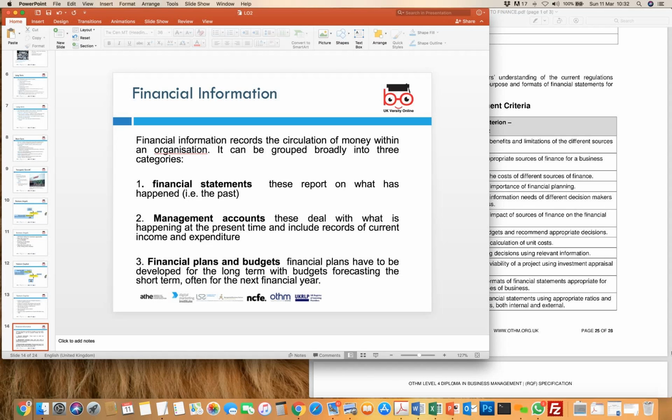Is that okay? Yeah. Okay, good stuff. Now, moving on to the second part of the learning outcome, wherein what we need to understand is, when we know the sources of finance and we know the cost at which it is coming, how financial information is looked at, within one or two slides, just to recap. How do we relate the sources of finance to financial information?